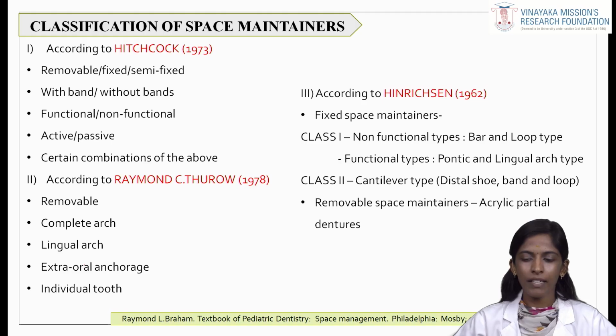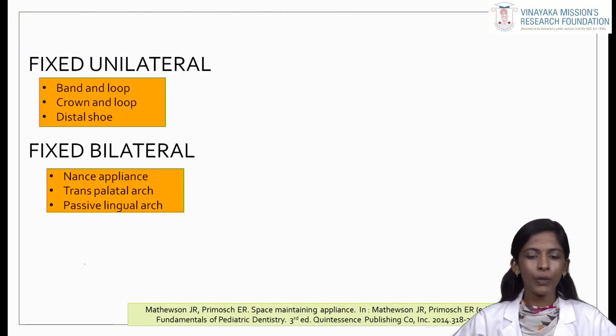Under removable space maintainers, there are acrylic partial dentures, and fixed space maintainers are classified into class 1 and class 2. Class 1 is subdivided into non-functional types, which include bar and loop types, and functional types, which include pontic and lingual arch types. Class 2 includes cantilever types like distal shoe and band and loop, whereas fixed unilateral appliances include band and loop, crown and loop, and distal shoe space maintainers.